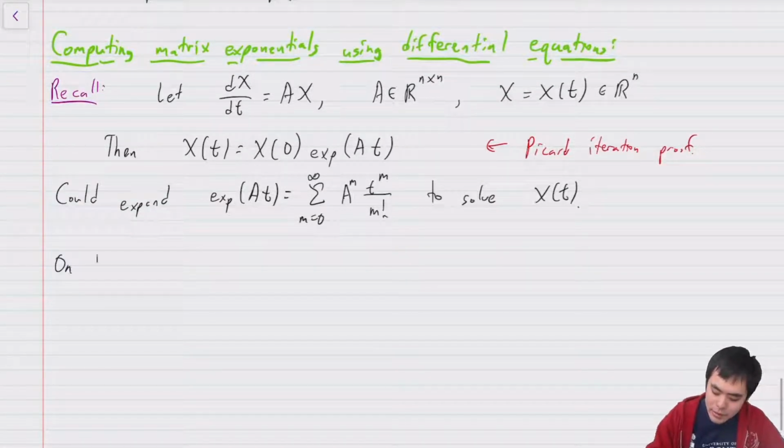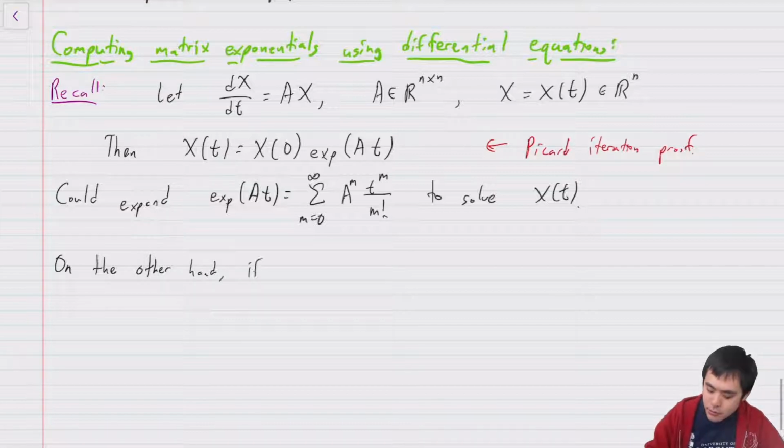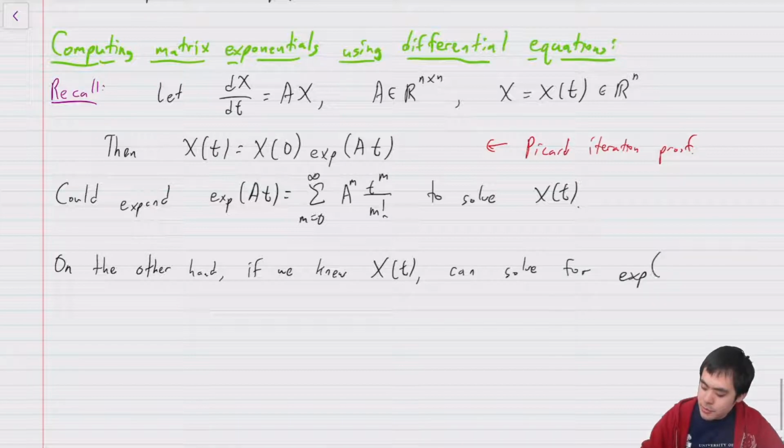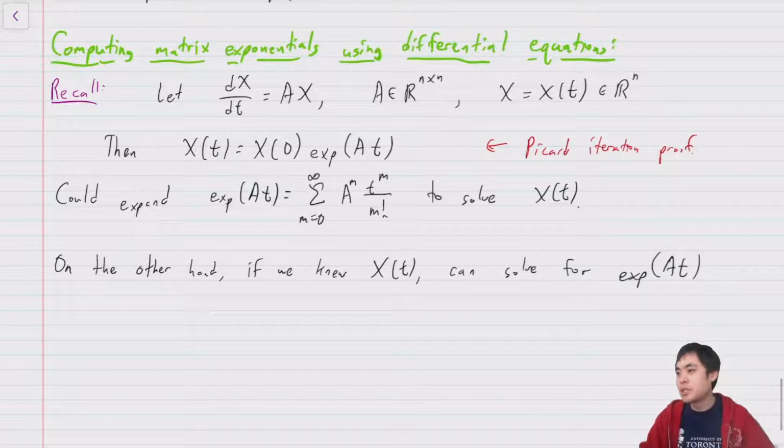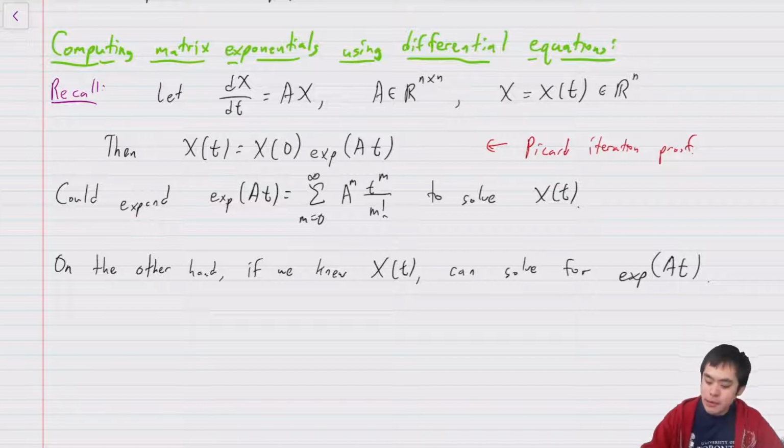On the other hand, if we knew the solution, x of t, we can solve for the exponential of At. And of course, if you set t equal to 1, that gives you the matrix exponential of e to the A. So you can go backwards here as well. And this is the inspiration for a technique that was given by Leonard in 1996 in the SIAM Review.